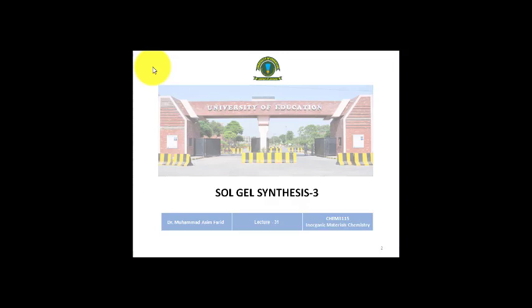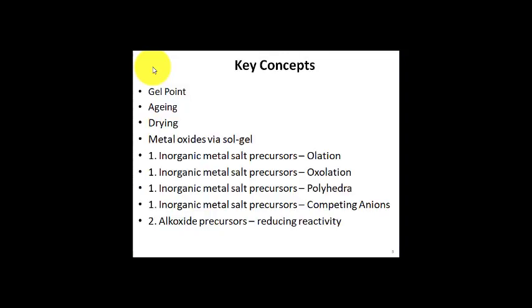The key concepts which we are going to discuss are gel point, aging, drying, and metal oxides via sol gel method. Gel point, aging and drying are a continuity from the previous lecture. These are other steps of the sol gel method.